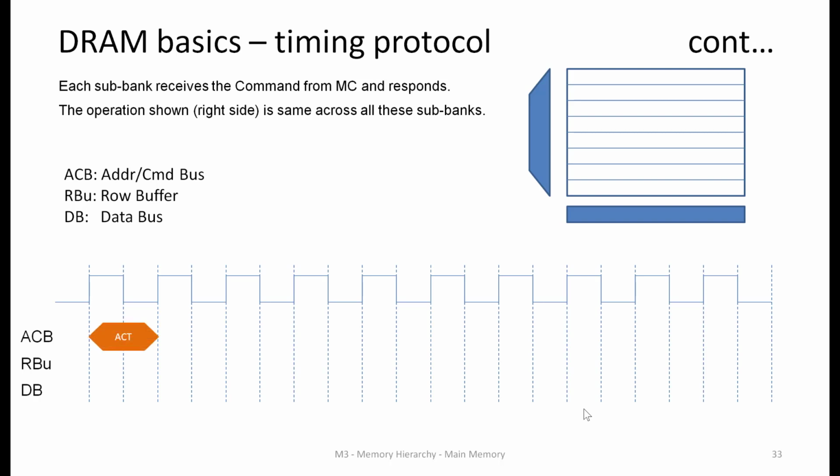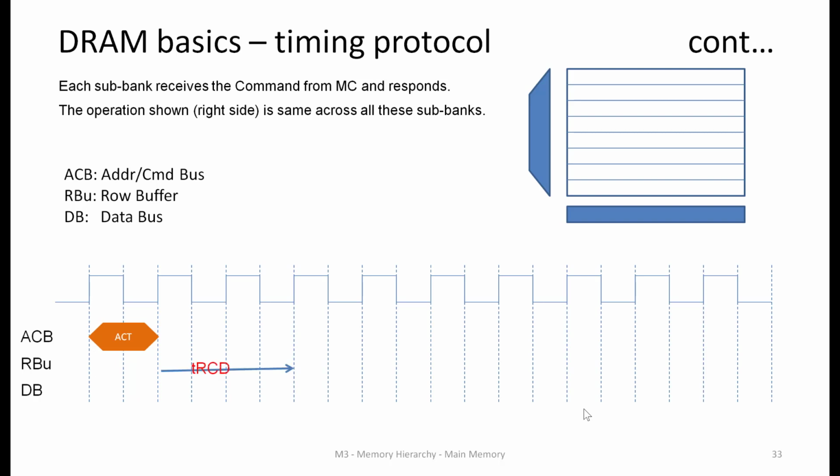Let's assume that we have sent an activate command. If you observe, the activate command is taking one full cycle because the address bus works at the typical one cycle frequency. Sorry, one cycle of the frequency given.